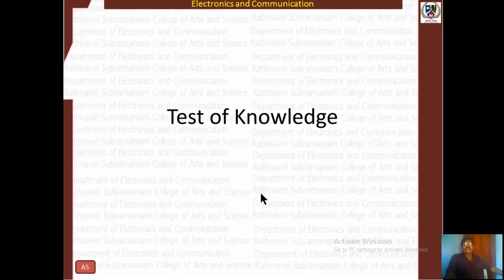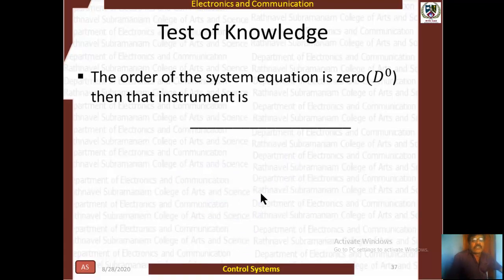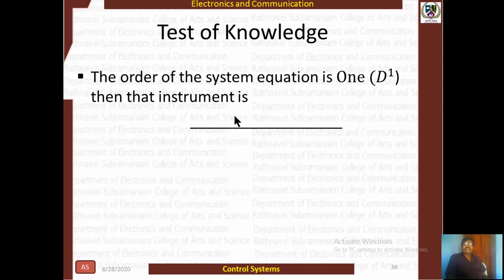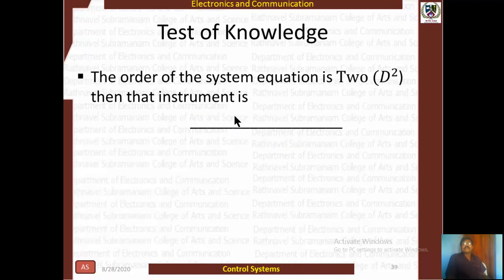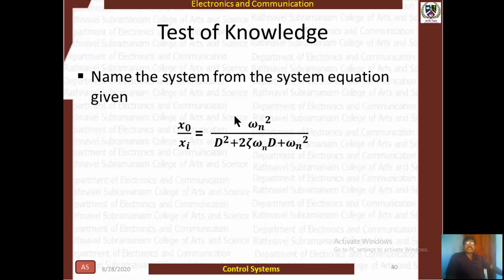Now we have to test our knowledge of what we learned in this session. First question. The order of the system equation is 0. Then that instrument is known as zero order instrument. Second question. The order of the system equation is 1. Then that instrument is known as first order instrument. Next question. The order of the system equation is 2. Then that instrument is known as second order instrument.